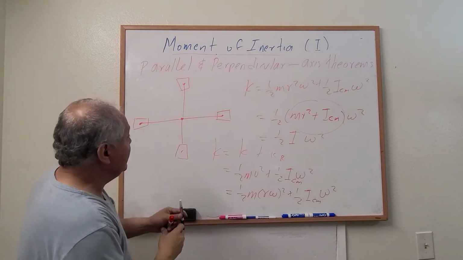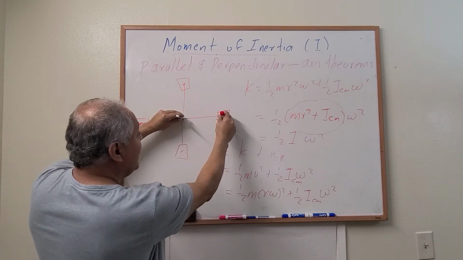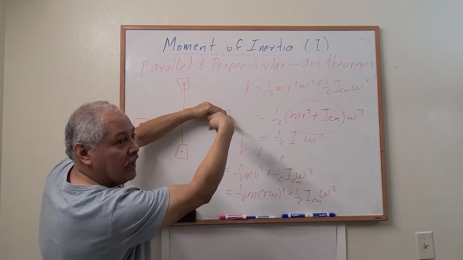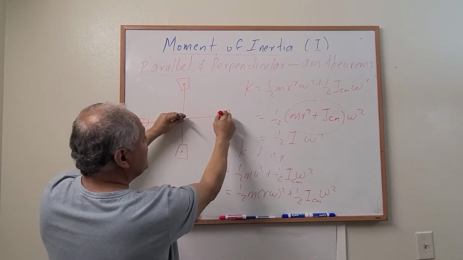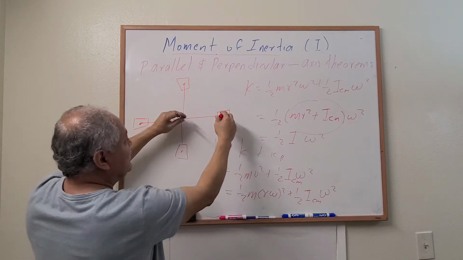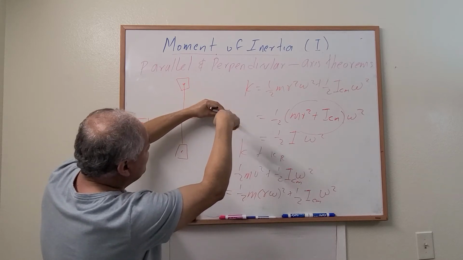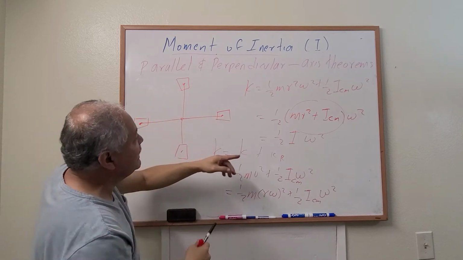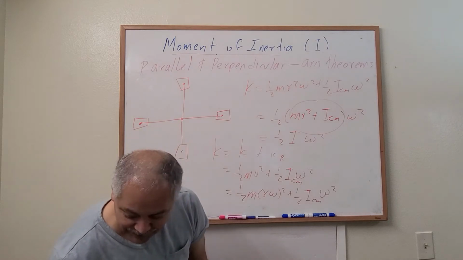Because this is the axis of rotation of the object, and this is the axis of rotation through the central mass of the object itself, in this way. So these two axes are parallel. The object is moving around this axis of rotation, but all the time these two are parallel. So we call this the parallel axis theorem. Okay, so this is coming this way.